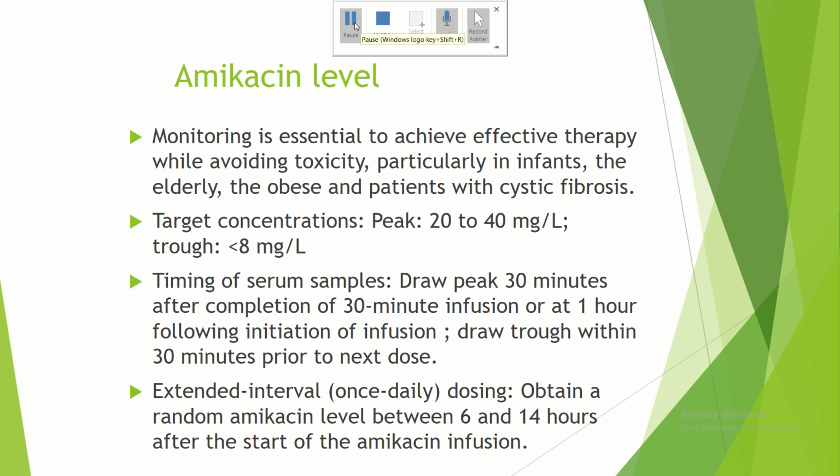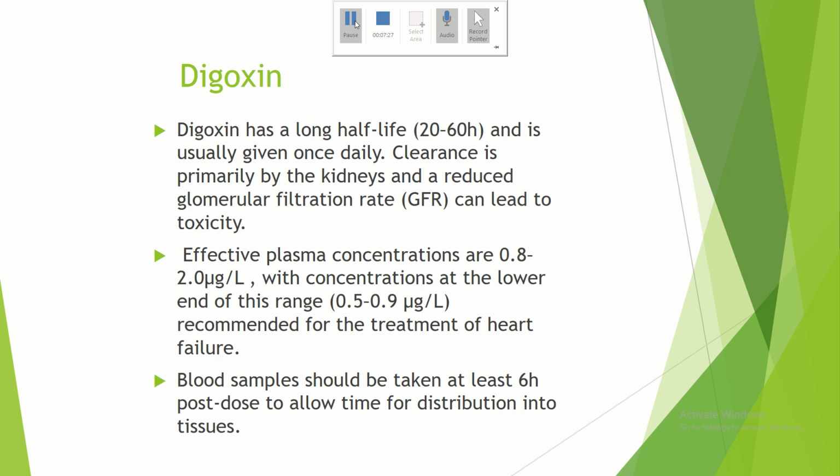As we know, digoxin has a long half-life of 20 to 60 hours, and it's usually given once daily. Patients with kidney disease or reduced glomerular filtration rate may suffer from toxicity, so we need a dose adjustment for digoxin in those patients, since digoxin clearance is primarily by the kidneys. Blood samples should be taken at least 6 hours post-dose to allow time for distribution to tissues.